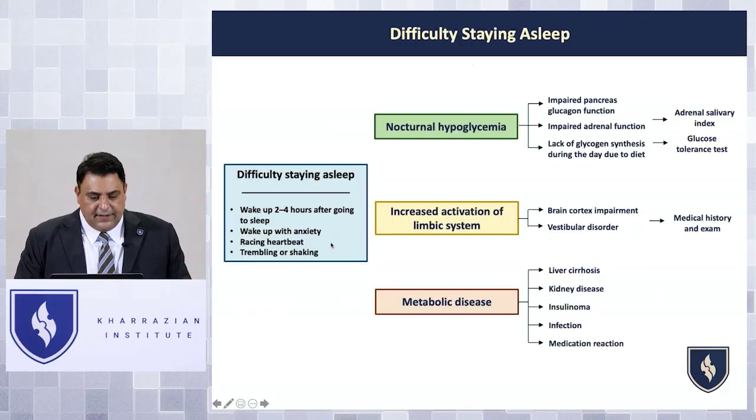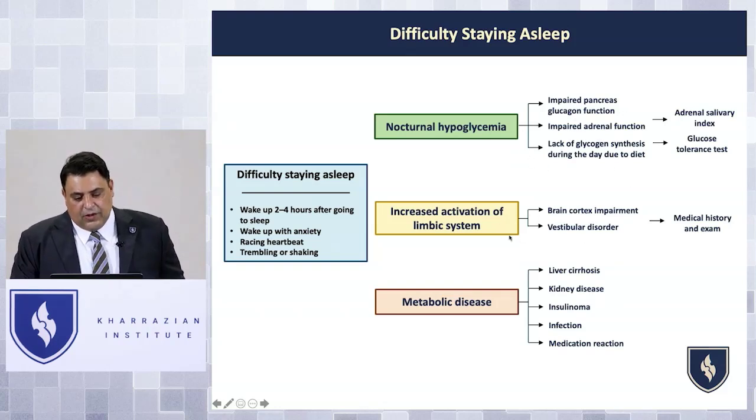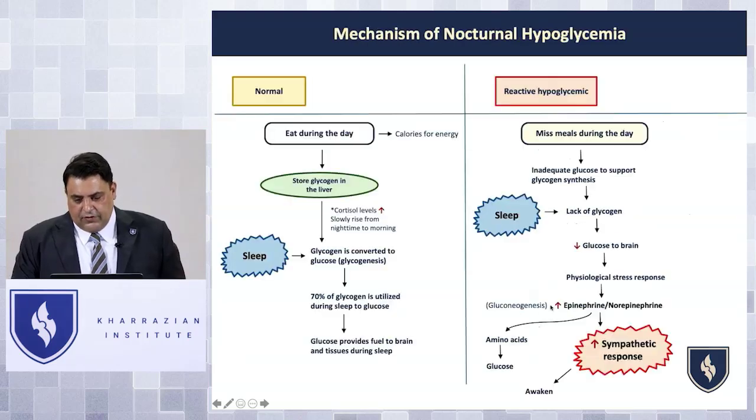Okay, difficulty staying asleep. Biggest cause is nocturnal hypoglycemia. That's the person who has their blood sugar drop in the middle of the night. And then those that have vestibular neurological related issues have a hard time staying asleep, and then metabolic conditions.